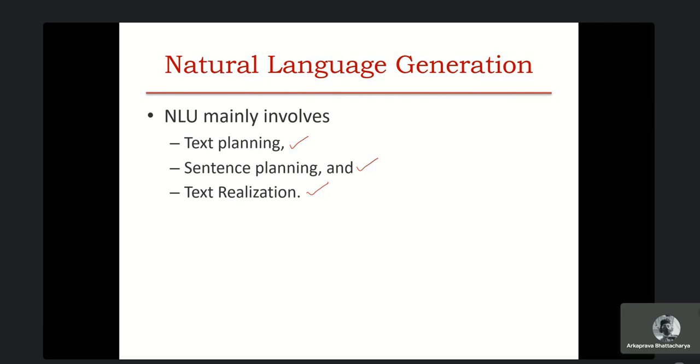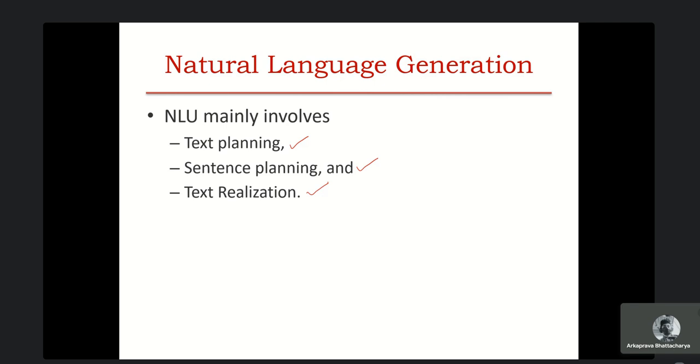Next one is text realization. This is where you map the sentence plan into a sentence structure. So you process all the sentences in a proper sequence or order and give the output. Now when you are trying to do the generation, it would be completely in the form of grammatical structure.